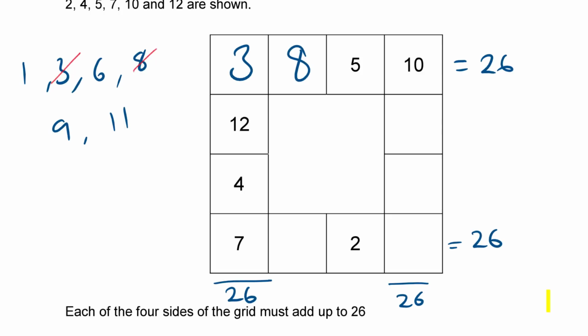So at the moment, this row has got a 7 in it and a 2 in it, which adds up to 9. Now altogether, it needs to add up to 26. Now 26 subtract 9 is what? 17. Okay, so we need to find 2 numbers from this list of numbers that we've got left that add up to 17. Now looking at the numbers we've got, the only way I can see of making 17 is picking the 11 and the 6.